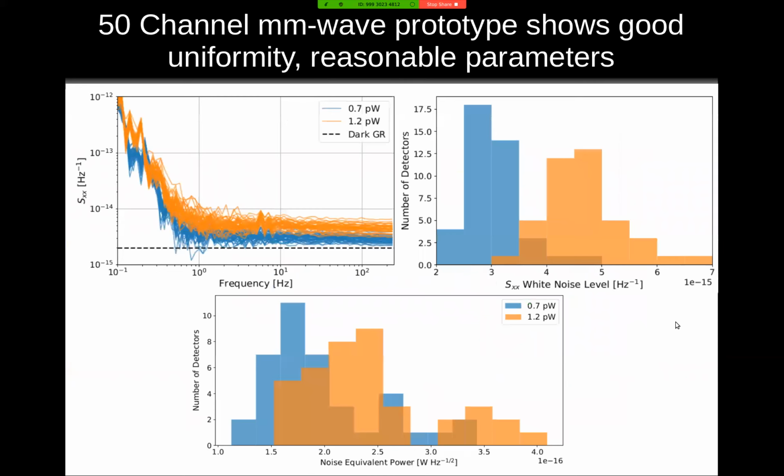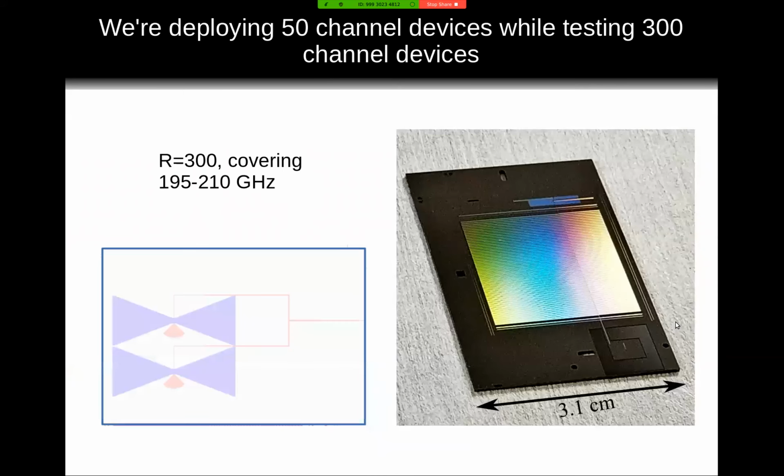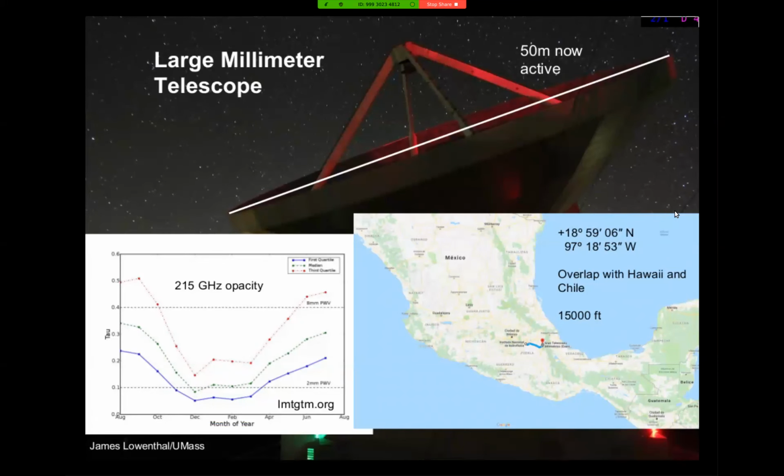So the next step is to make the full version of this. We've got a 300 channel version, which is shown here. There's a new antenna, and all of the rainbow pattern are the capacitors for the individual detectors. And so this gives us, in principle, a resolving power of 300 readout at 200 to 300 gigahertz.